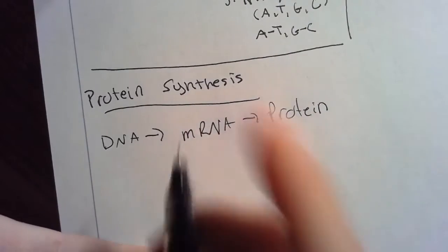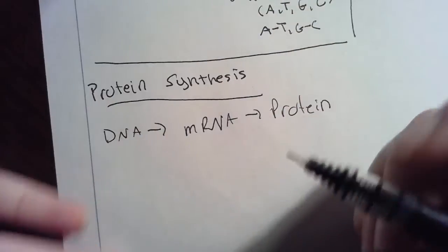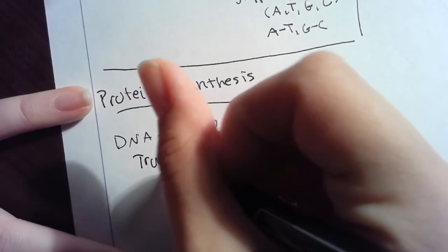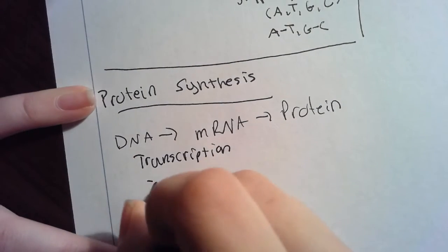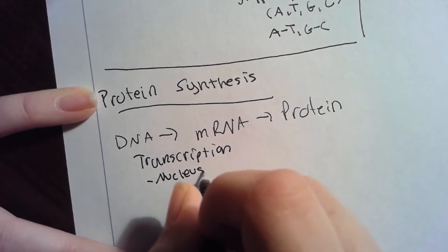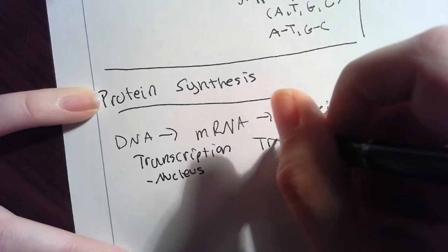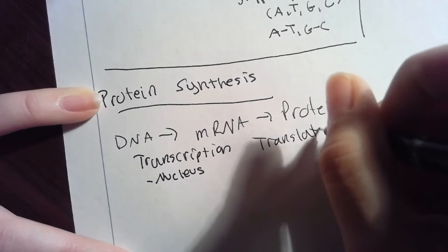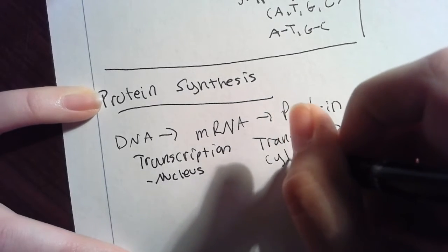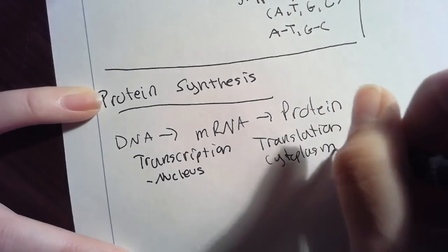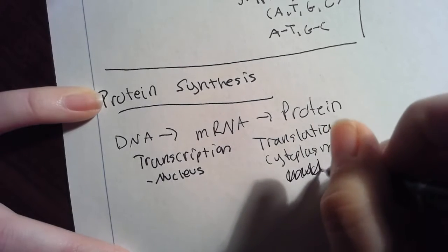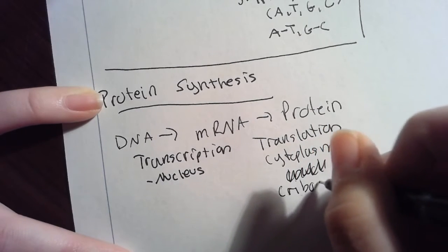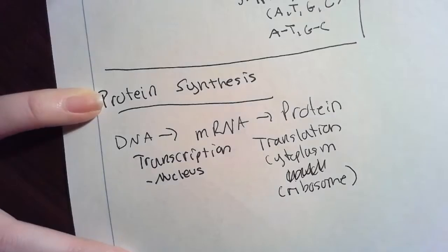So the first part of protein synthesis is transcription. So transcription is DNA to mRNA. This happens in the nucleus. The second part is called translation. And this happens in the cytoplasm, specifically in a ribosome. Remember, ribosomes are like protein factories.